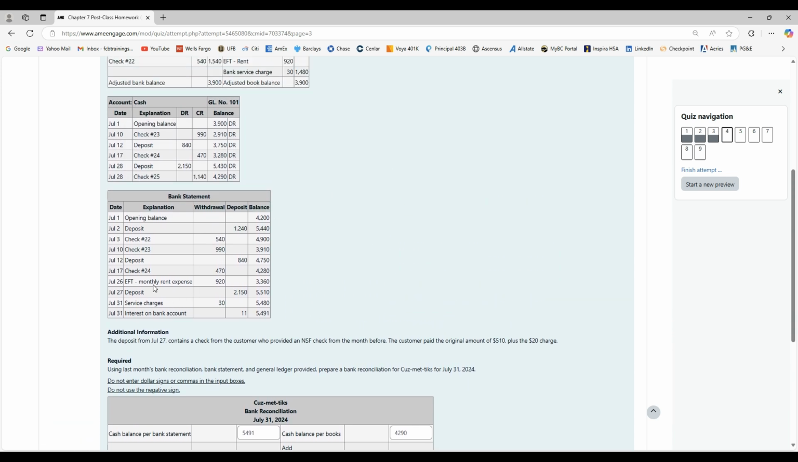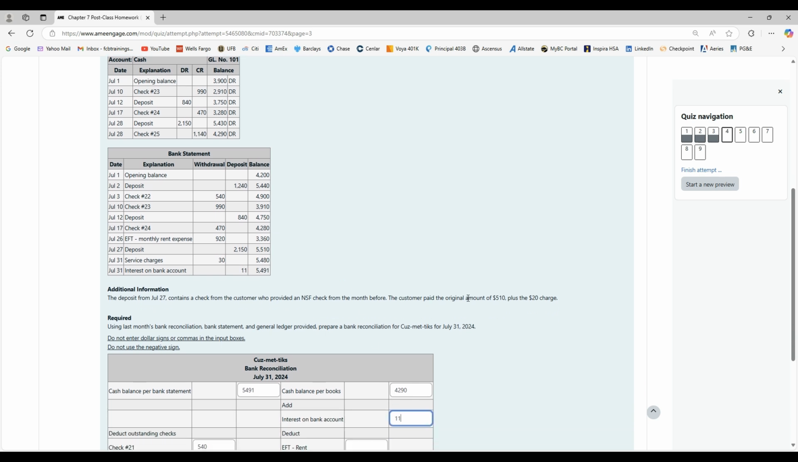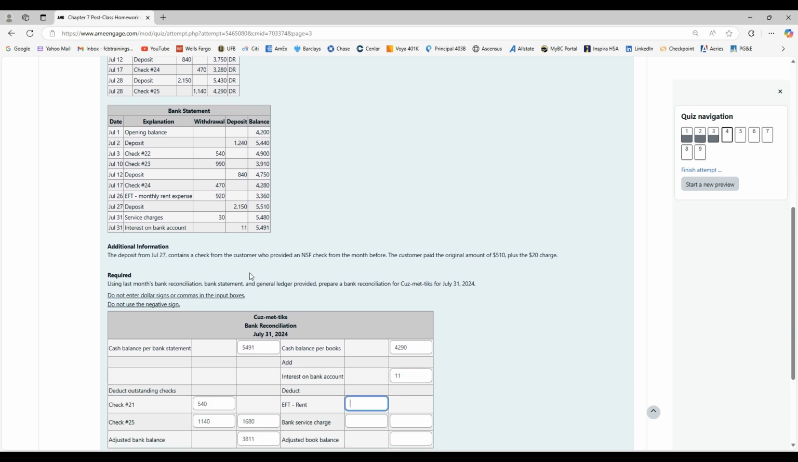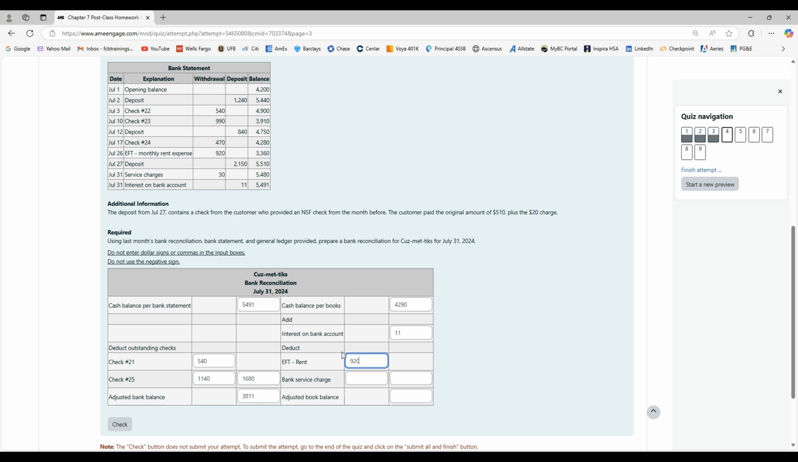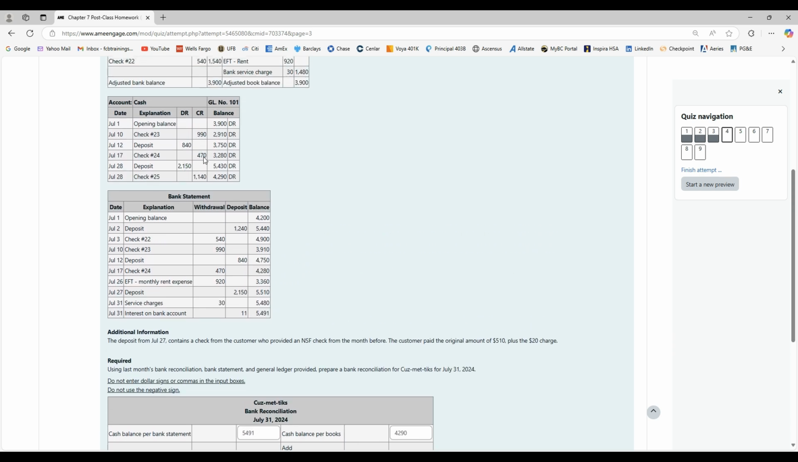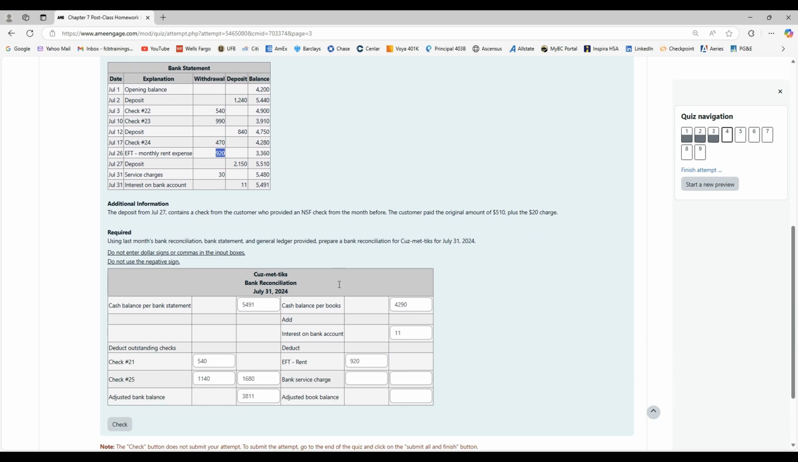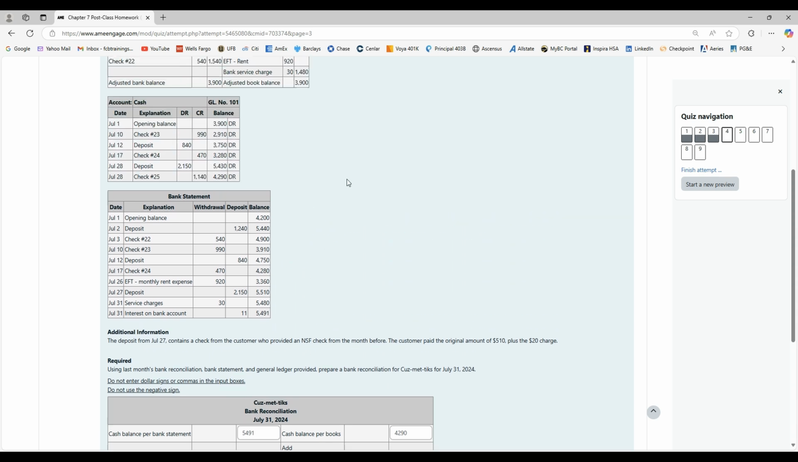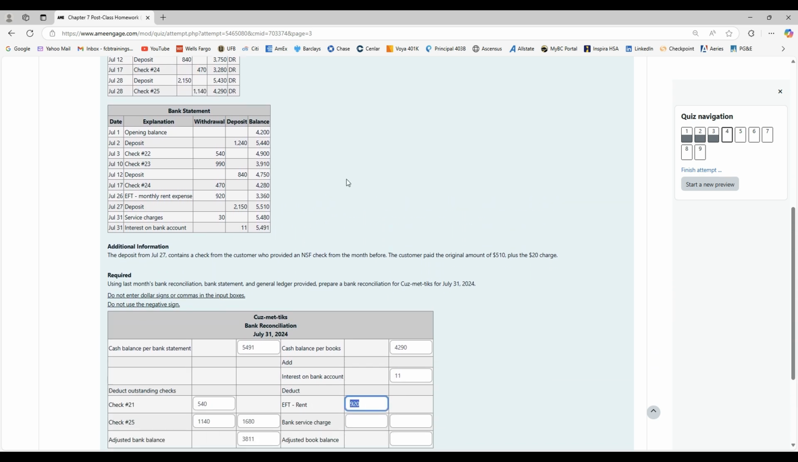Okay, and our bank statement shows that we got $11 of interest deposited. We received an EFT payment of $920. So that's, oh no, that was our monthly rent expense. Why is that? Oh, a deduction. Oh, it's on our bank statement. Sorry. Yeah, sometimes an electronic payment can be a reduction.